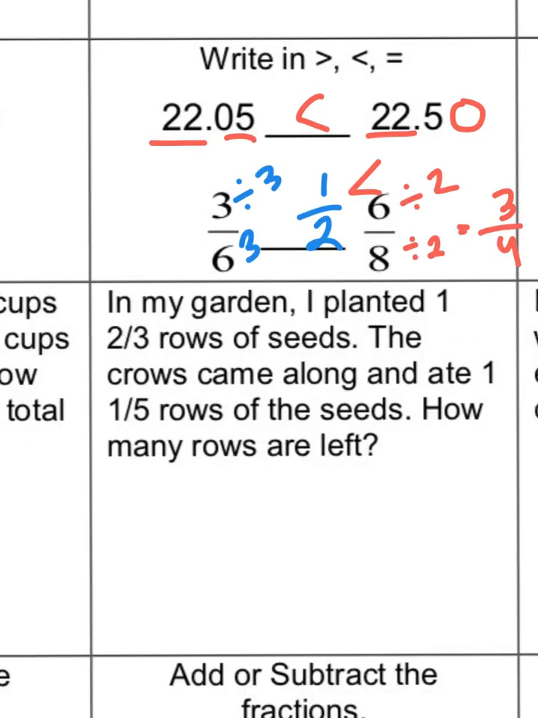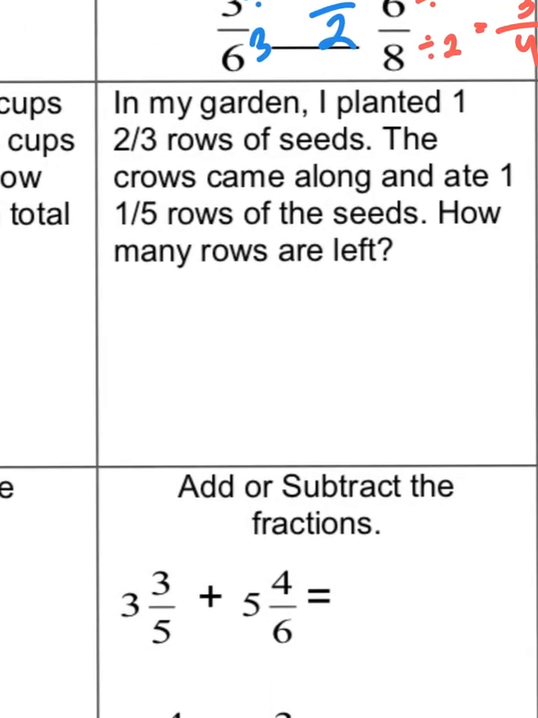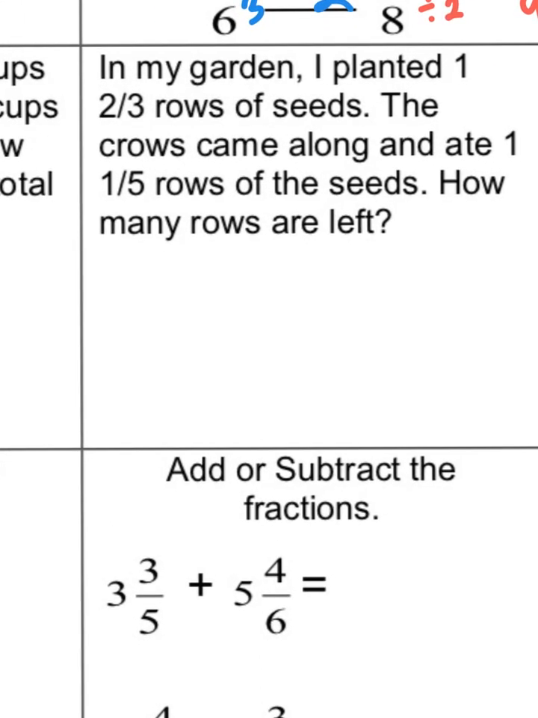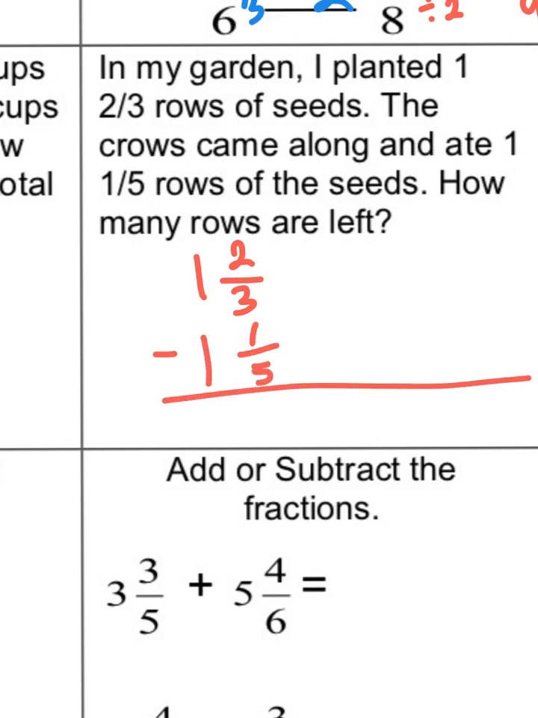The 6/8 is greater. For the next one, in my garden, I planted 1 2/3 rows of seeds. The crows came along and ate 1 1/5 rows of seeds. How many rows are left? So we know that's a subtraction problem. Here's 1 2/3 minus the 1 1/5. The first thing we need to do is get a common denominator. That's step 1. That would be 15.